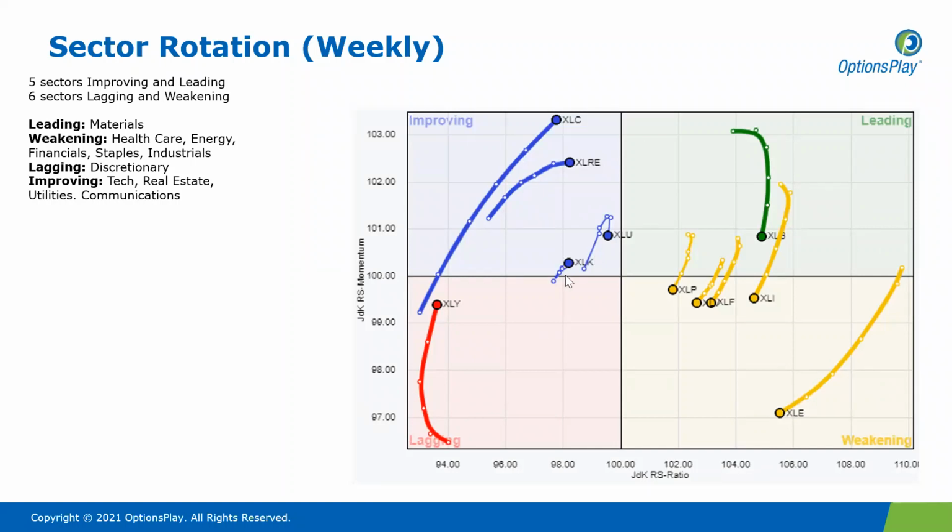And on the improving side, we have technology, a small rotation into the improving category. Still a lot of uncertainties with technology, but we'll get a more certain picture after big tech earnings as to where the sector will head.